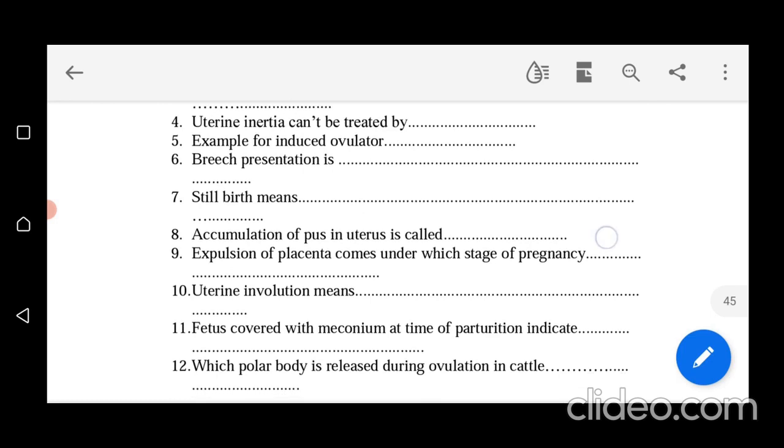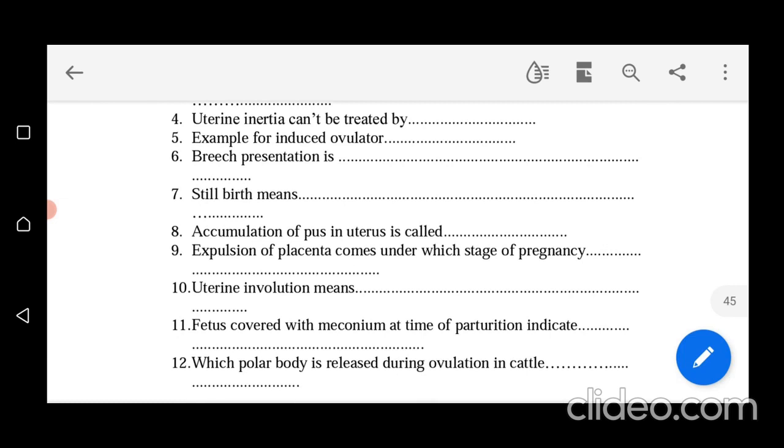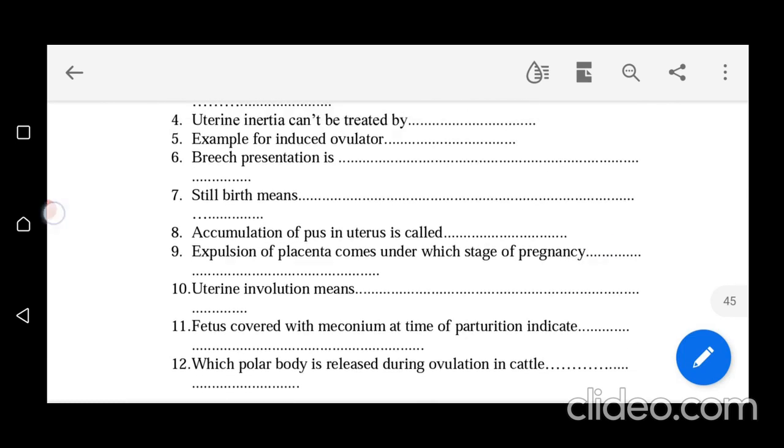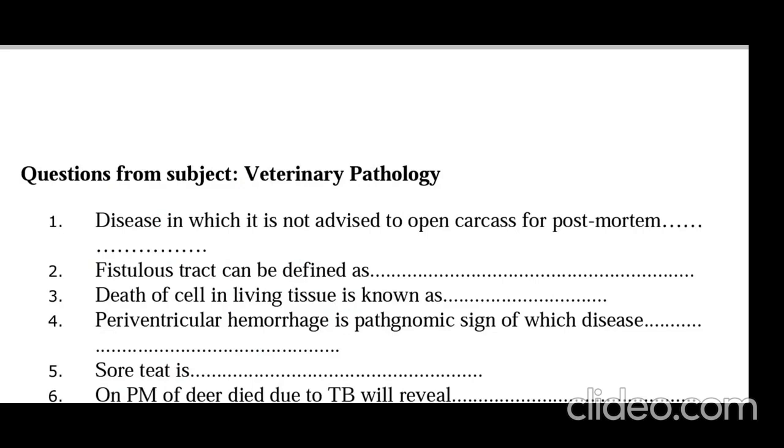Which polar body is released during ovulation in cattle? One polar body, or first polar body. Veterinary pathology. Disease in which it is not advised to open carcass for postmortem examination is anthrax. Fistulous tract can be defined as two openings connected by epithelial lining.